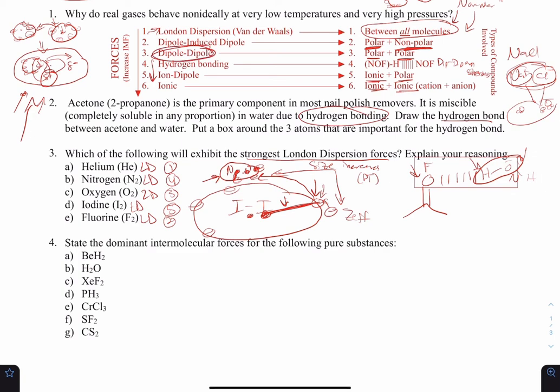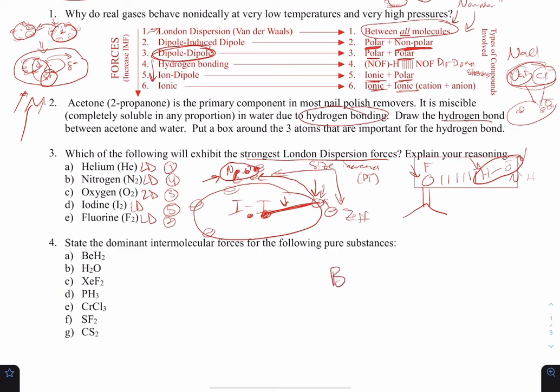Because that is the dominant intermolecular force. So you kind of have to go back a little bit in the material and make sure you remember structures and angles and dipole moments and electronegativity differences to be able to do this. You're going to have to be able to determine whether these are polar or nonpolar or ionic, and that will determine largely what the intermolecular forces are. So letter A says beryllium hydride.